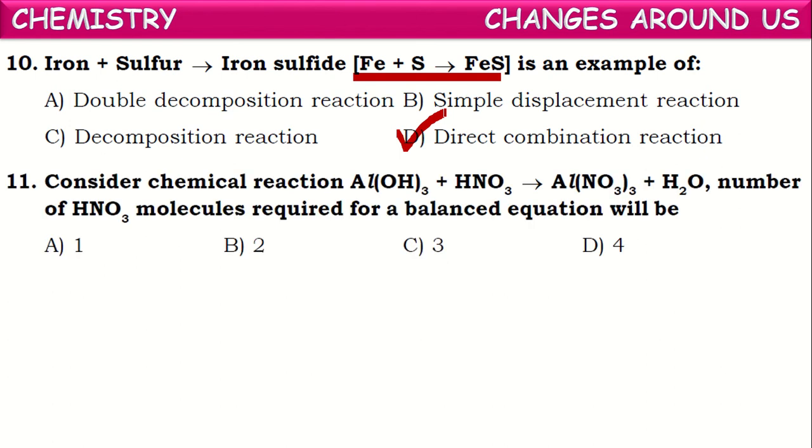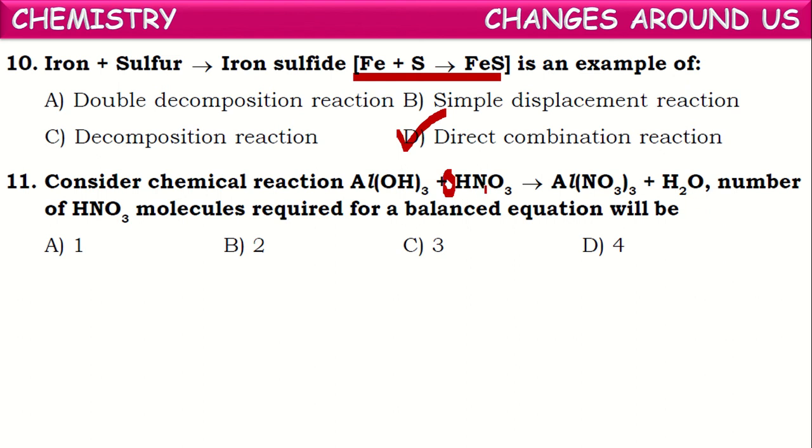Next, consider the chemical reaction aluminum hydroxide plus nitric acid gives aluminum nitrate plus water. Now what they're asking is the number of nitric acid molecules required for a balanced equation. If you observe here, the equation given is an unbalanced equation. Now if we are able to balance this equation, we can find out what coefficient we get here in front of HNO3 molecules.